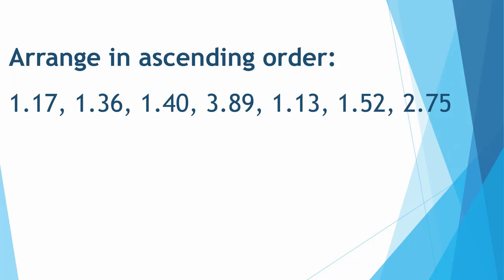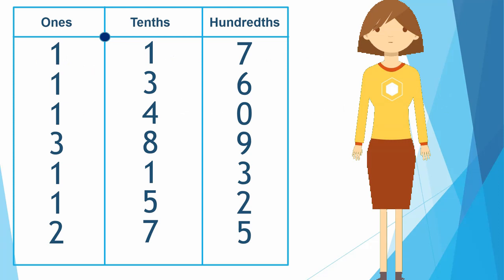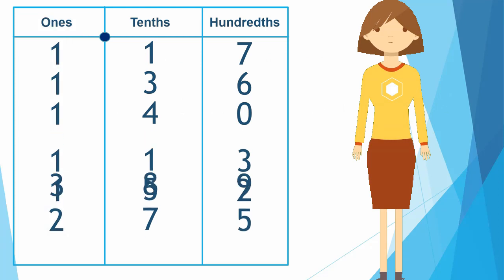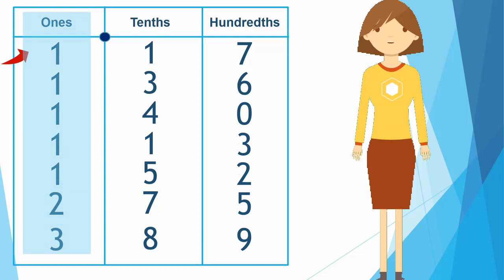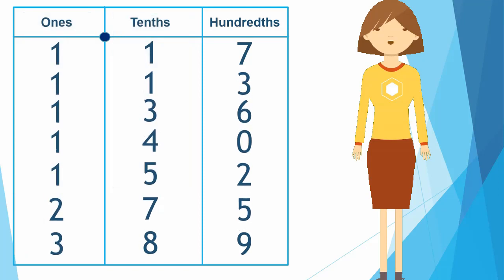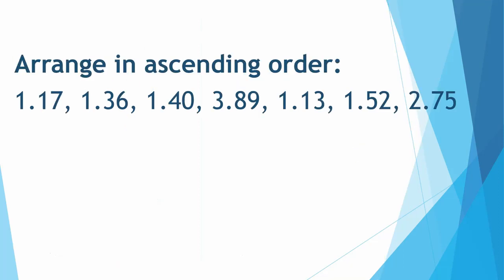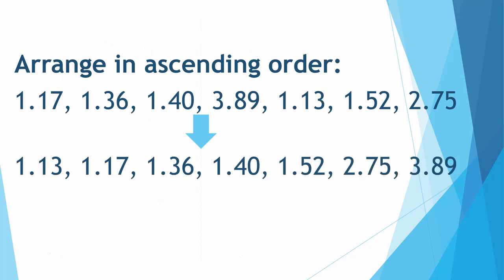Let's arrange these decimal numbers in ascending order. First, arrange based on the ones place. Since the ones place is the same for these numbers, we have to arrange based on the tenths place. And since the tenths place is the same for these numbers, we have to arrange based on the hundredths place. So, here is the list of numbers, arranged in ascending order.